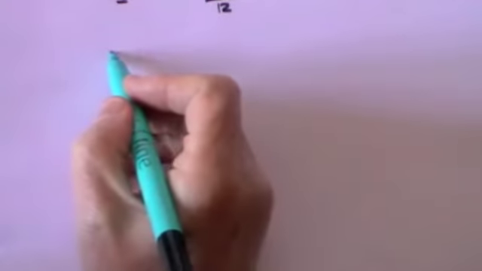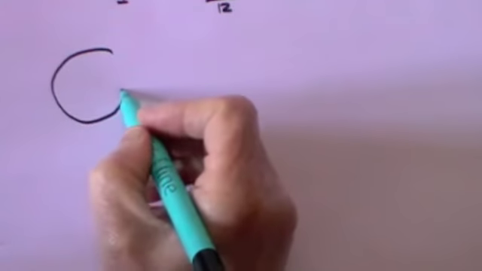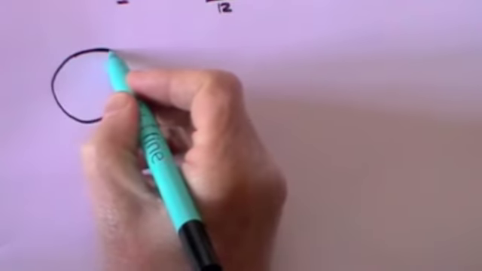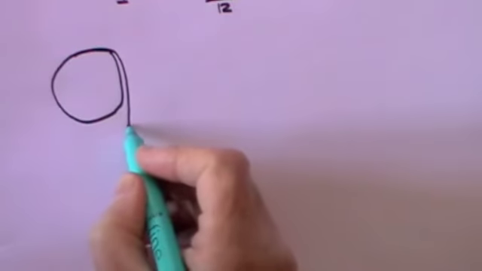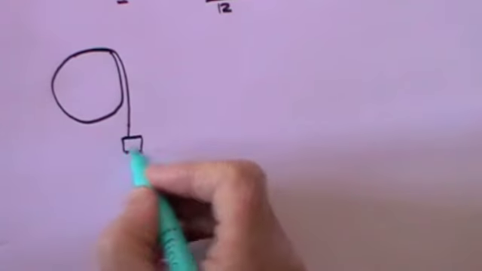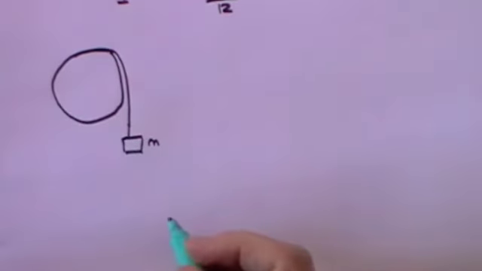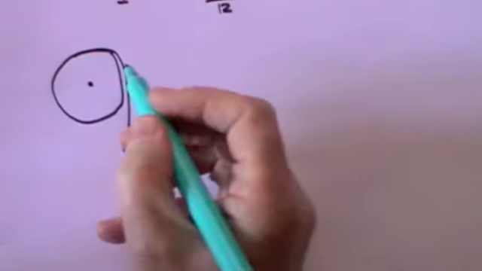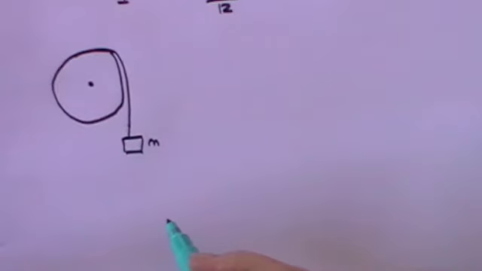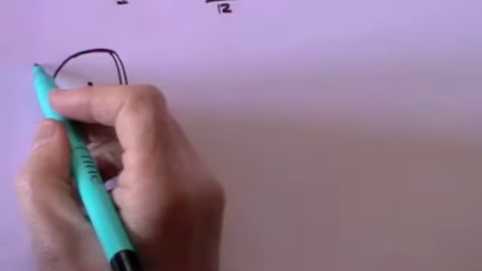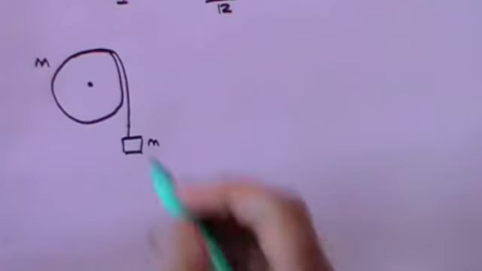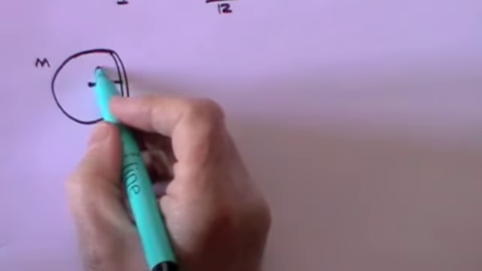Now I want to consider a pulley system. Here's a pulley with a rope going over it, and at the end of the rope we've got a mass M. The pulley is essentially, of course, a disc. Normally we talk about a pulley being massless, but on this particular occasion the pulley is going to have a mass M. And let's have a look, and it's got a radius R.